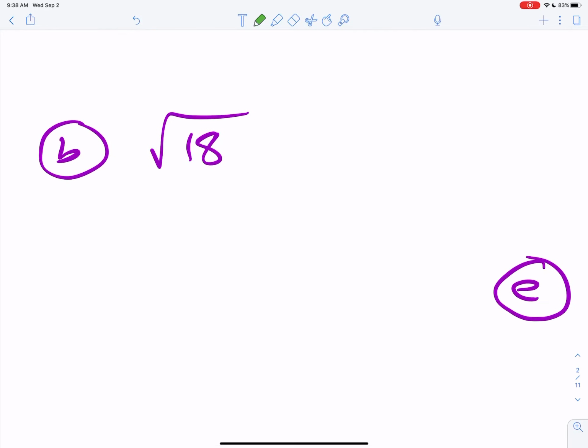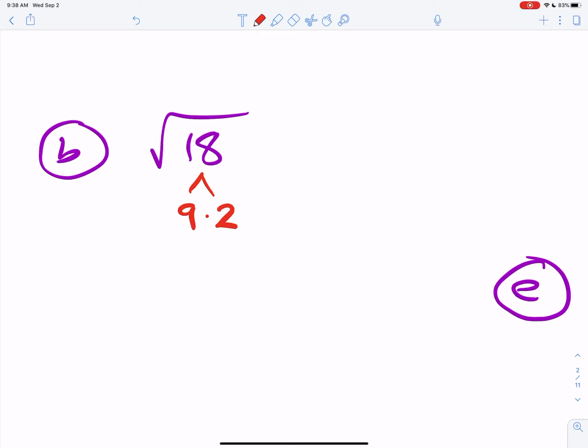Square root of 18. You could try this on your own if you'd like. Just press pause and then play when you're ready. So here, the square root of 18 is not perfect. So what times what gives me 18? So we could do 9 times 2, 6 times 3. It really doesn't matter. I'm going to do 9 times 2.